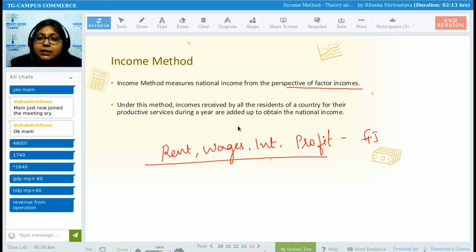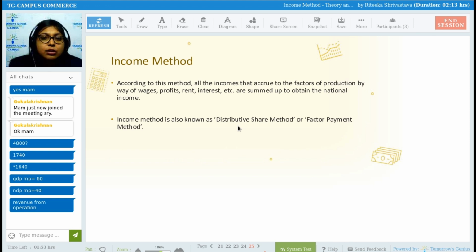In this method, income received by all the residents of the country for their productive services during a year is added up to obtain the national income. All the income of that particular year will be included while computing national income under the income method. According to this method, all the incomes that accrue to the factors of production by way of wages, profit, rent and interest, very important, are all summed up to obtain national income.